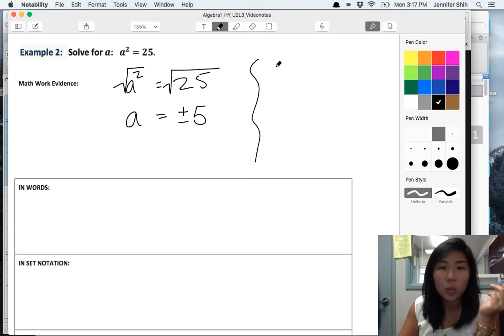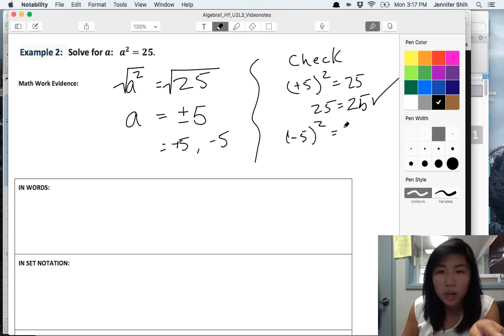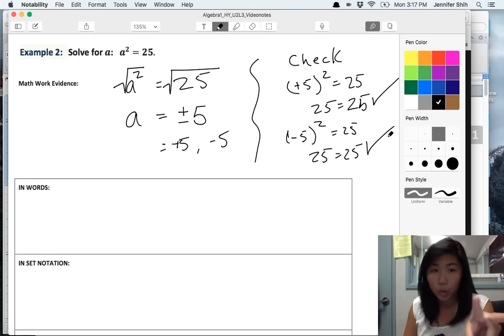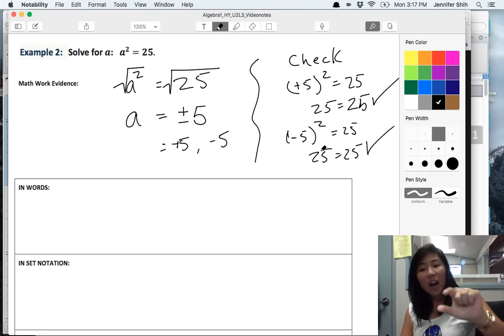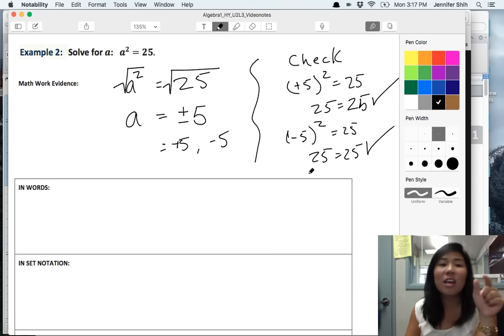Here's how you can check your work. Take your answer. There's two answers, positive 5 and negative 5. So if you plug in positive 5 and you square it, you're going to get 25. Yes, this is true. And if you plug in negative 5 and you square it, do you get 25? Yes, you get 25. This is also true. So because 5 and negative 5 make a true number sentence, then both values go in the solution set.